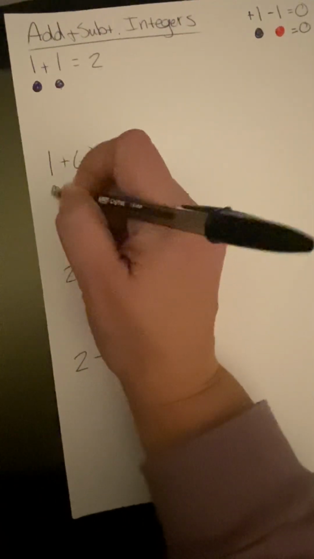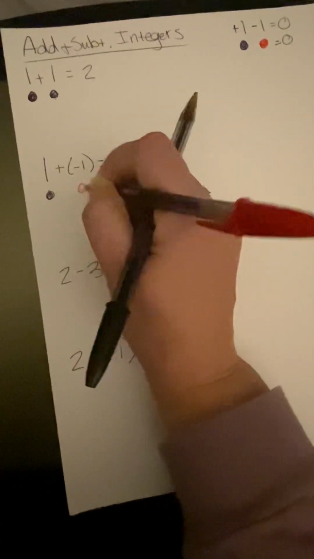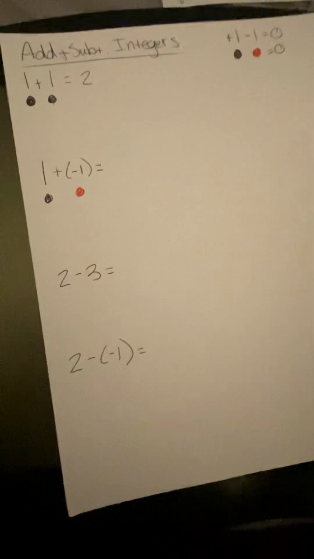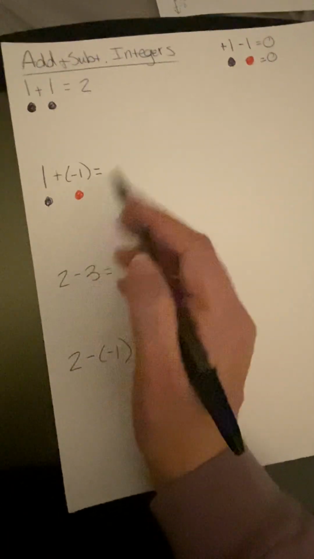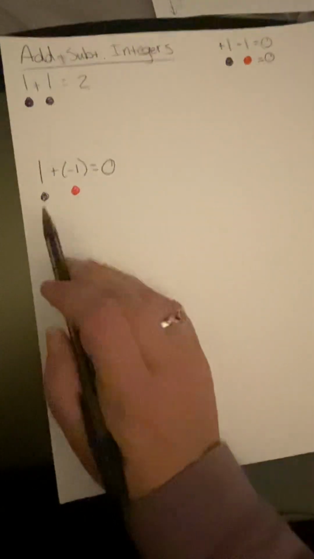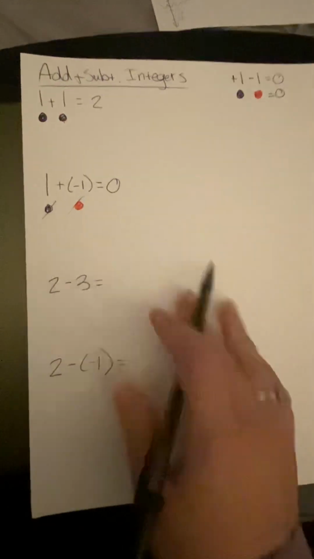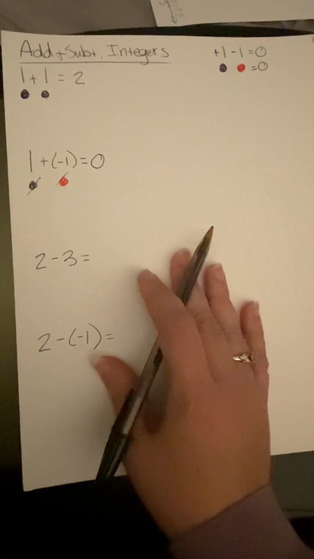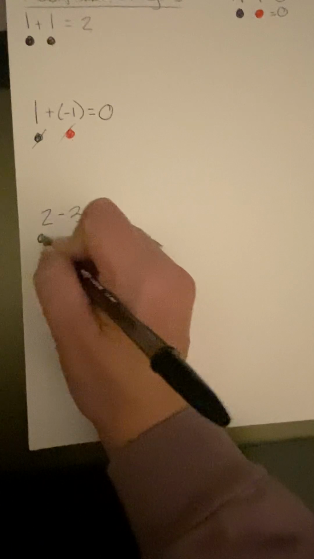Now, if we move to the negative numbers, we have +1 plus -1. Well, we just saw that 1 minus 1 equals 0. Remember, these are our zero pairs. They cancel each other out.